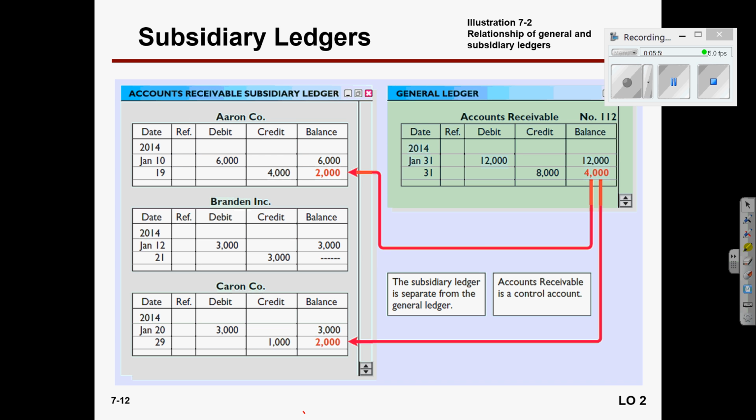Or if you think of this like a tree, you'd have the AR tree with all the little branches. They're still all needing to work together. It's just that this is a snapshot of all of the individual ARs.